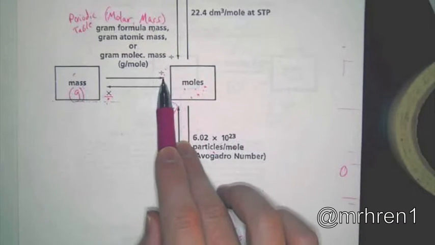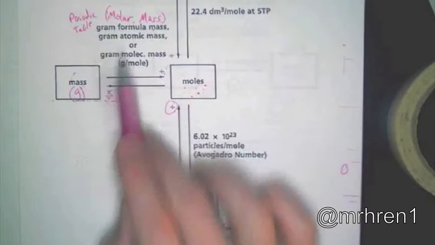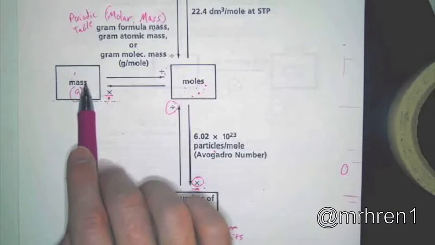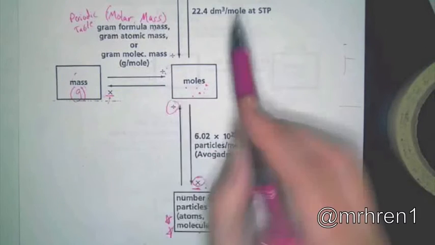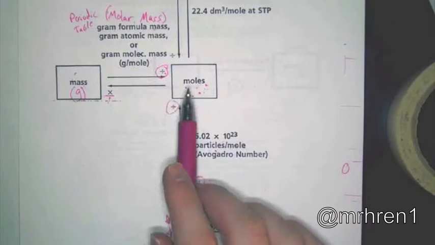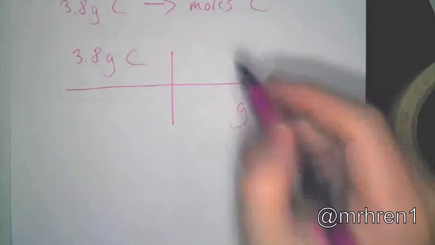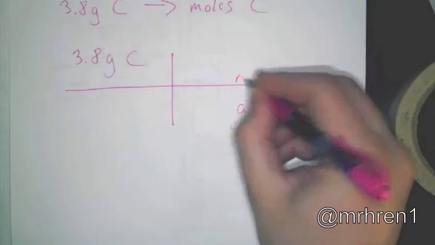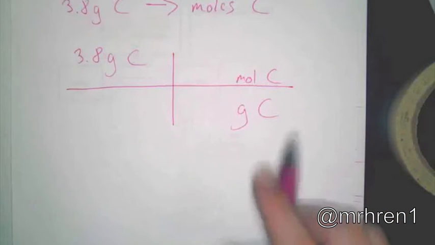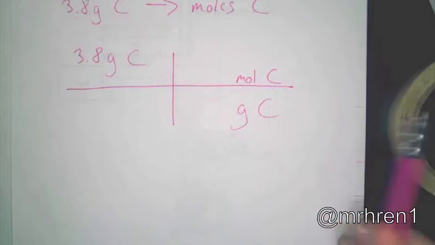That means we would divide by the periodic table molar mass. That's what this chart shows you. You follow it: mass to moles, divide by the molar mass. Okay? That's how it works. That's why this chart is helpful, because it tells you what to do if you're not sure. Now, our goal here is to get to moles of carbon, so you put it on top, and yes, I will always be abbreviating MOL for moles.